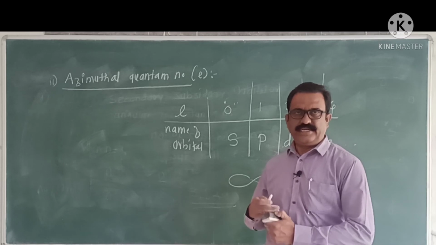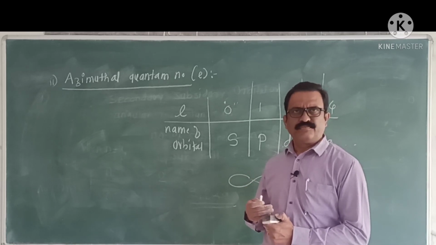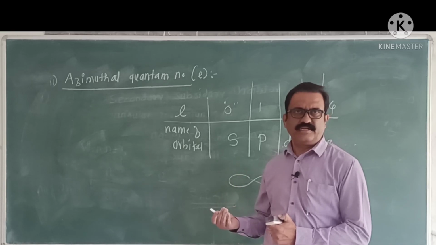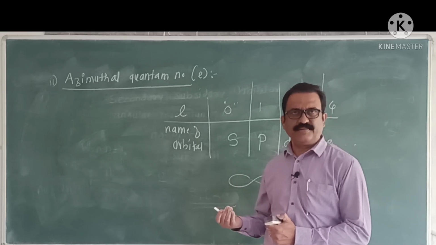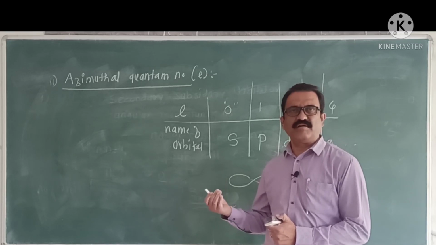Okay? In the next video, we will discuss the third quantum number, the magnetic quantum number, and the fourth quantum number for the electron, that is the spin quantum number.